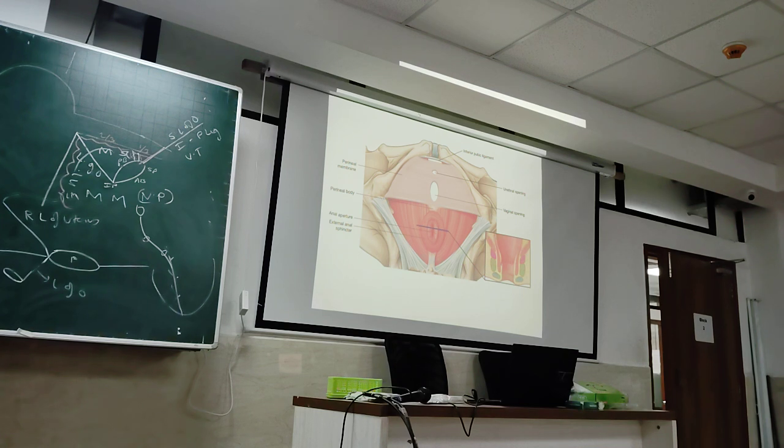Anal triangle shows the opening of the anal canal. In fact, the word anus means ring, R-I-N-G, circular. And the anal opening is circular, that's why anus, and that's why anal canal. Surrounding the anal canal are the sphincters of the anal canal. Further lateral are the ischial tuberosity and sacrotuberous ligament.